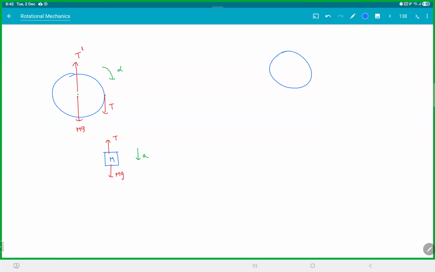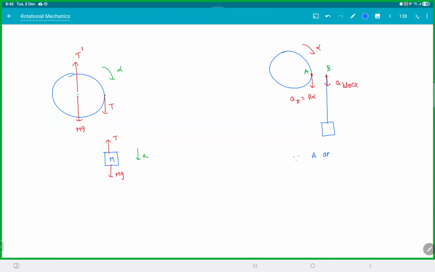Now look at the cylinder. If this guy is going to rotate with alpha, this point is going down with R alpha. That's your tangential acceleration. Now that string is connected to the block here, and this point is going with the acceleration of the block. Since it is not slipping, this point here, let's call it A, and this point here, B, must have the same acceleration.